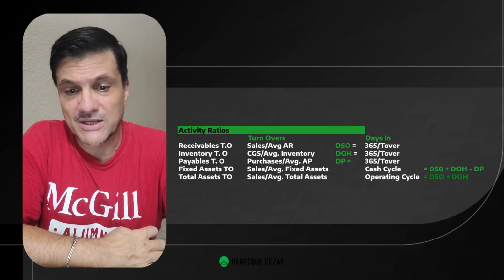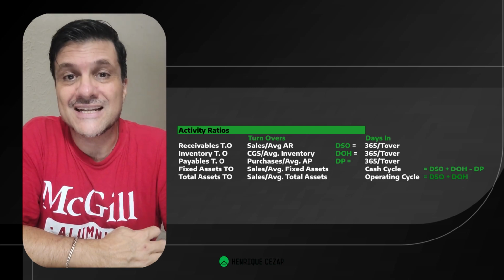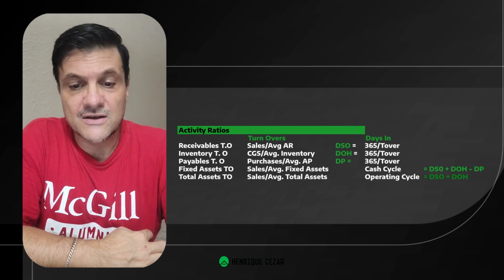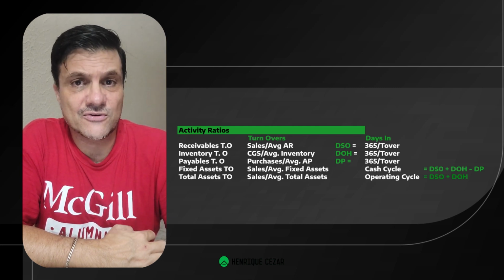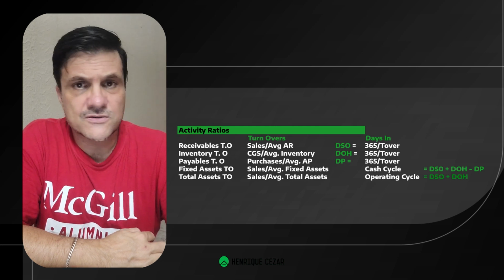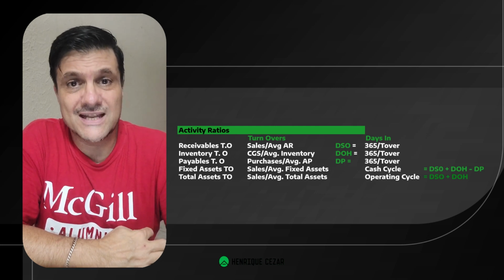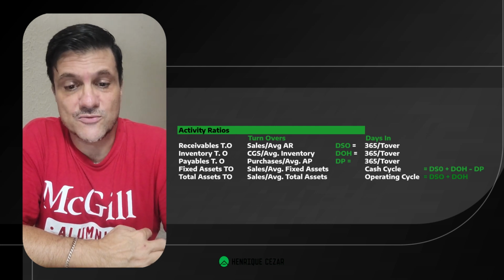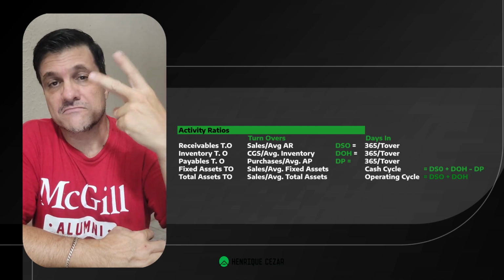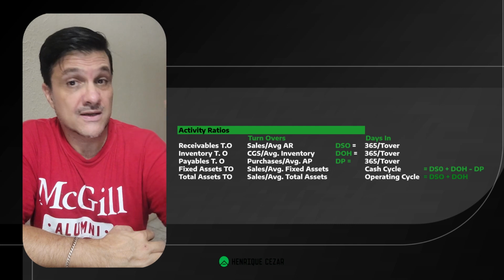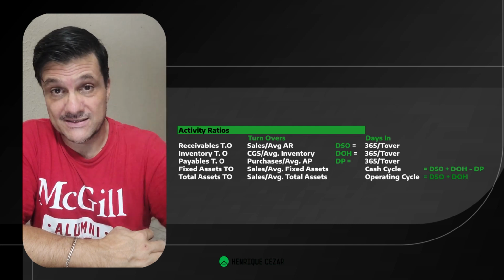Now, think about that, because that's going to be helpful for you to understand the cash cycle and the operating cycle. Operating cycle is the days inventory plus days sales. So think about 1 day inventory, 1 day sales equals 2. That will be an excellent operating cycle. 2 days, amazing. So the lower, the better for the operating cycle.